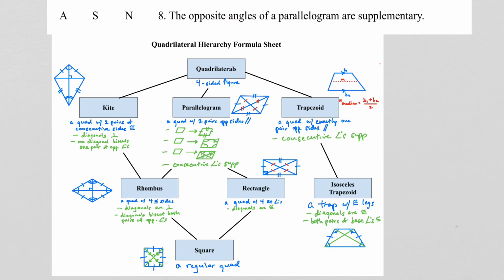Opposite angles of a parallelogram are supplementary. Well, that's generally not true because this and this clearly do not add up to 180. But if they were both right angles, they would. And therefore, in a rectangle, opposite angles are supplementary. So to get from a parallelogram to a rectangle, we go downward. So because we're going down, this is sometimes true.